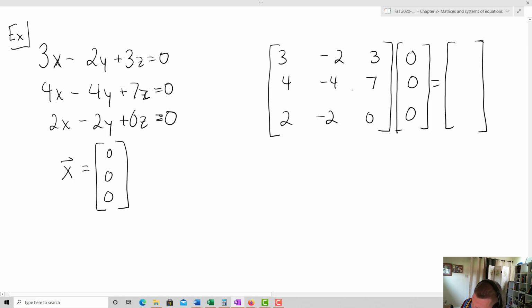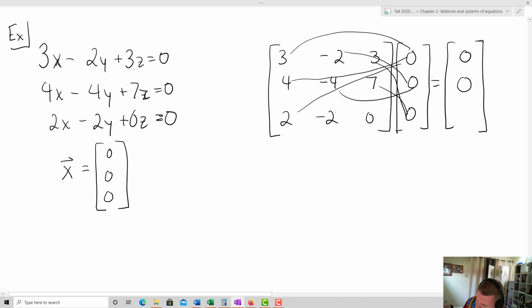So 3 times 0 is 0. There's that. Negative 2 times 0 is 0. 3 times 0 is 0. So add those all together, we get 0. 4 times 0 is 0. Negative 4 times 0 is 0. 7 times 0 is 0. So again, we end up with 0.